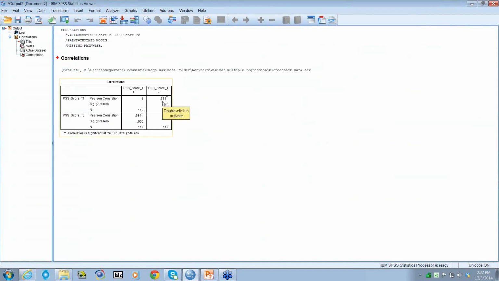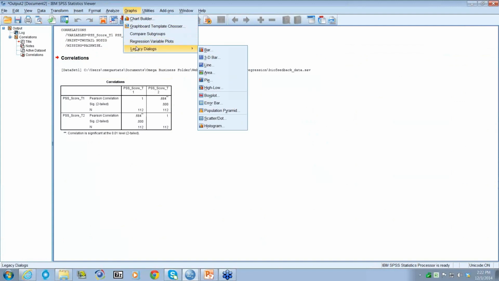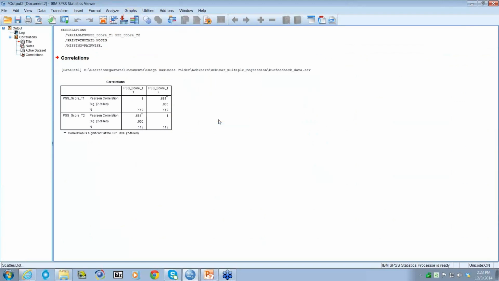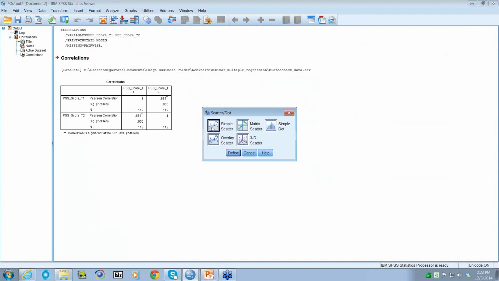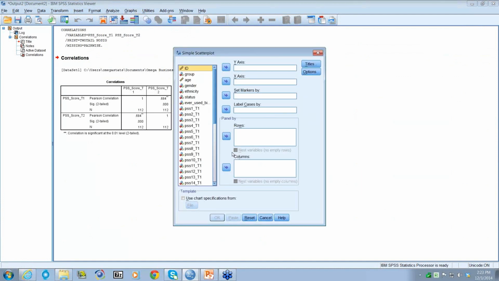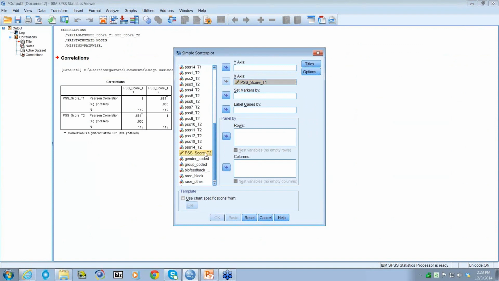And there's our correlation. Let's make a scatter plot. So we'll go up to Graphs, and I'm going to go down to the legacy dialogs because I'm used to doing them the old way in SPSS. We're going to go to Simple Scatter. We'll define it. Here's our time 1 score, and we'll put that on the X. Here's our time 2 score, we'll put that on the Y, and we'll just click OK.